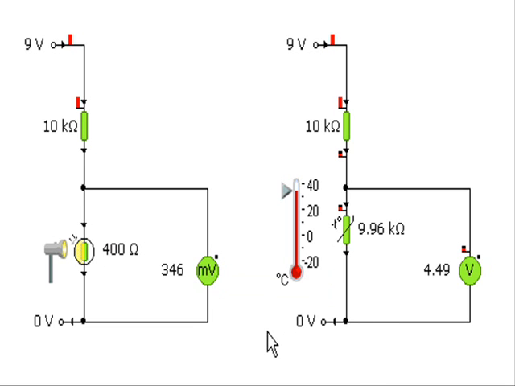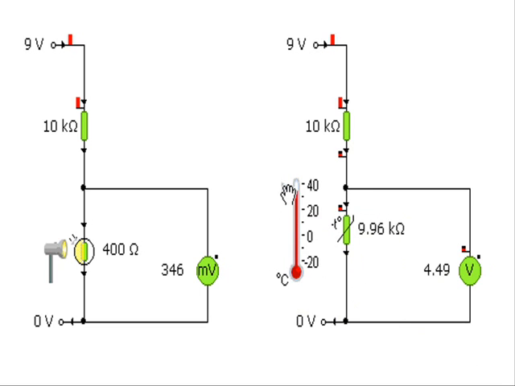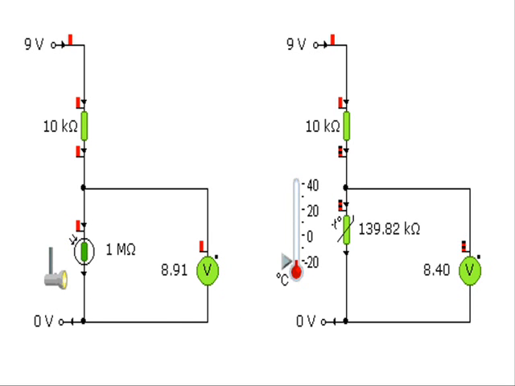The same is true of the thermistor. Right, at the moment, it's 9.96k. When I pull it down, so the bigger this resistance gets, the bigger the output voltage. Okay, so in the cold, V out is big, and in the dark, V out is big.